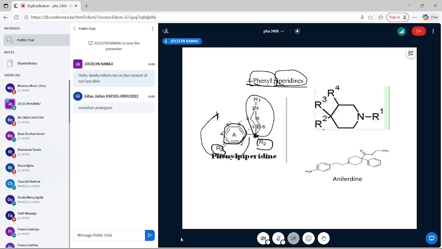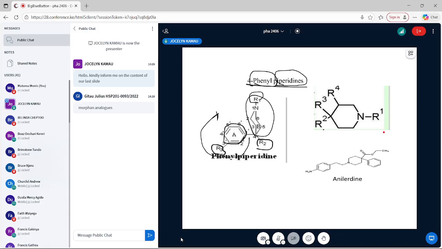Then again, look at the nitrogen in the piperidine ring. The nitrogen is still tertiary, and it still has a group, just as we have discussed in the other compounds. Of course, we do not have the ring B, we do not have the ring C, so we cannot talk about C being saturated or not saturated, those two rings. So that is one way you can draw the general structure of the phenyl piperidines.